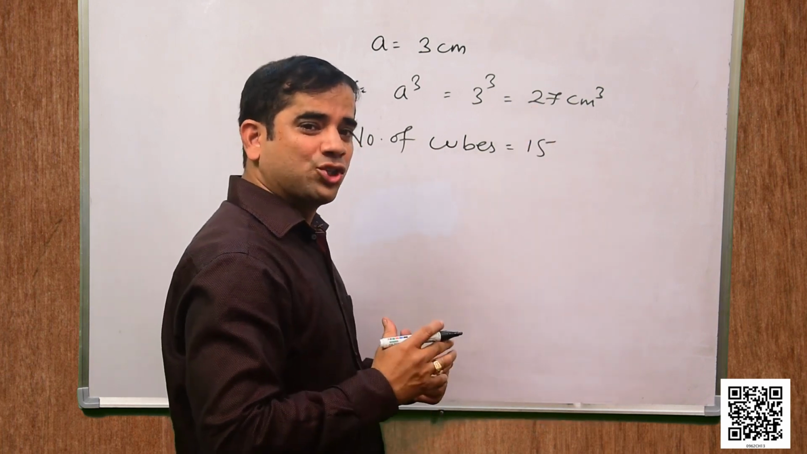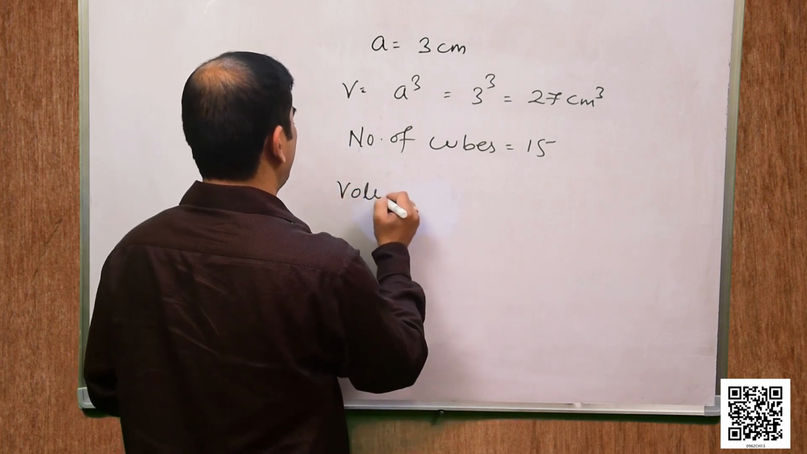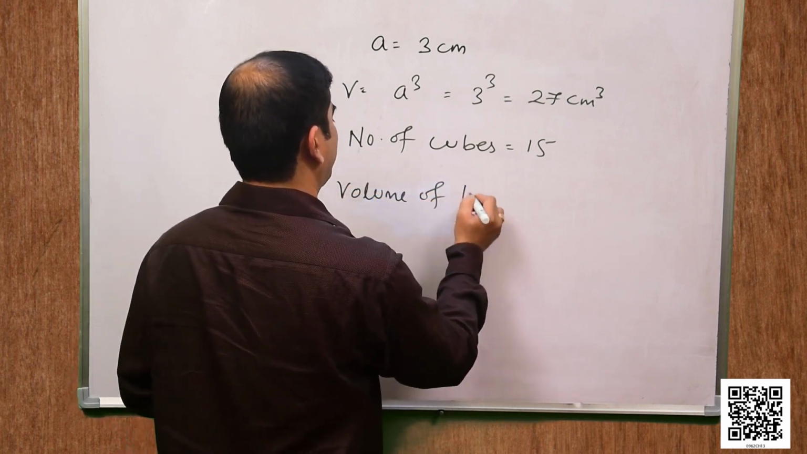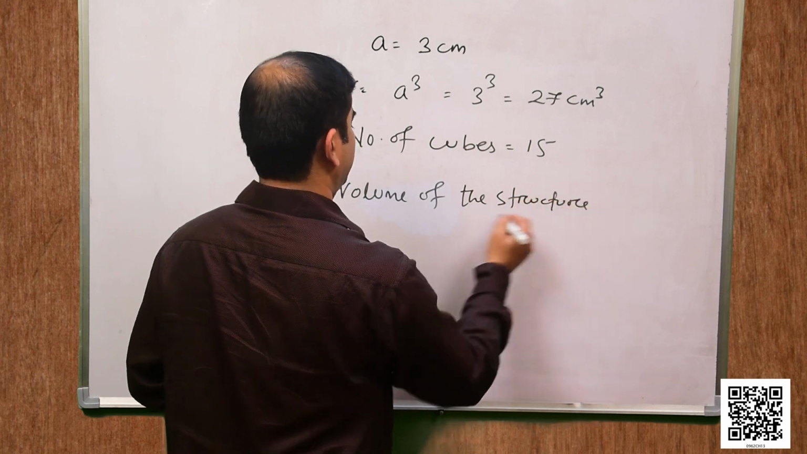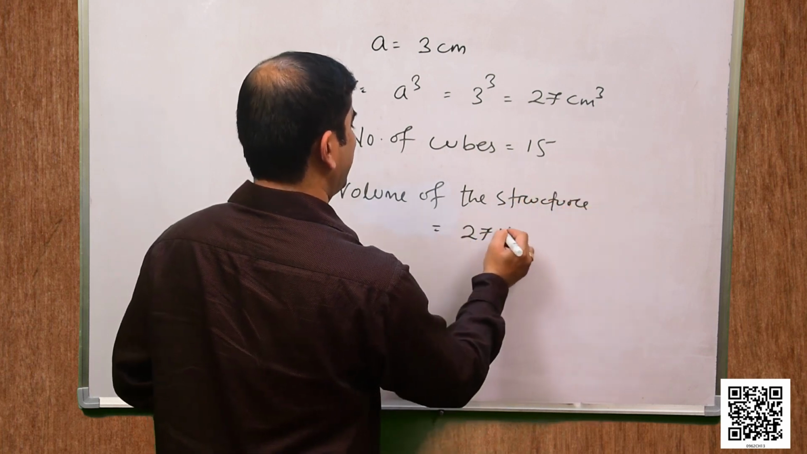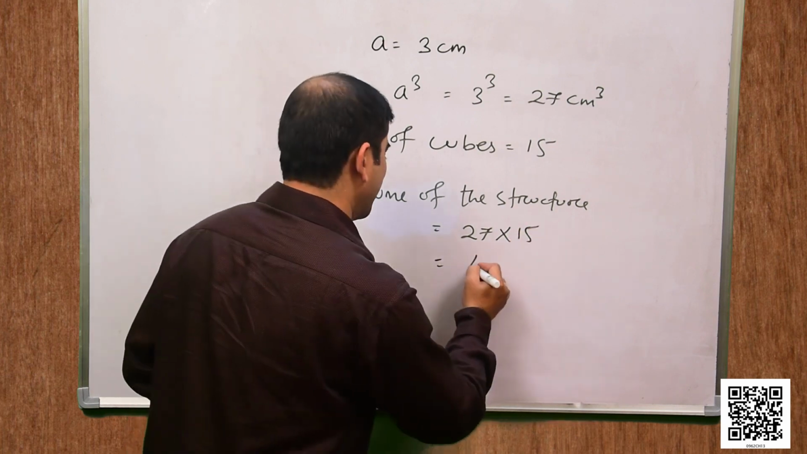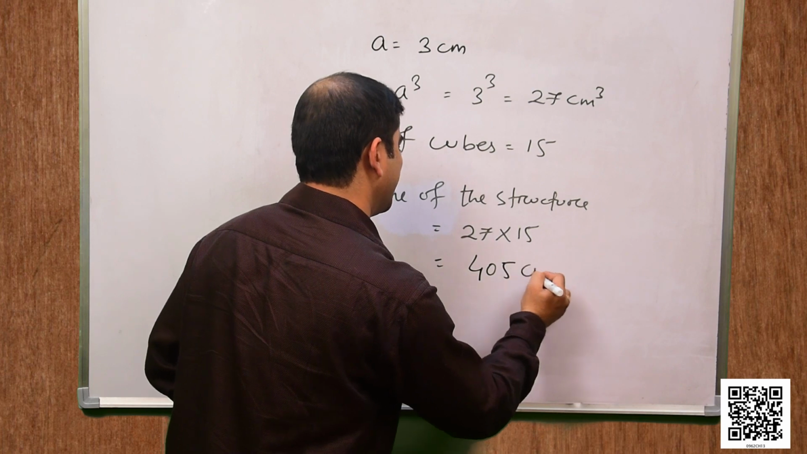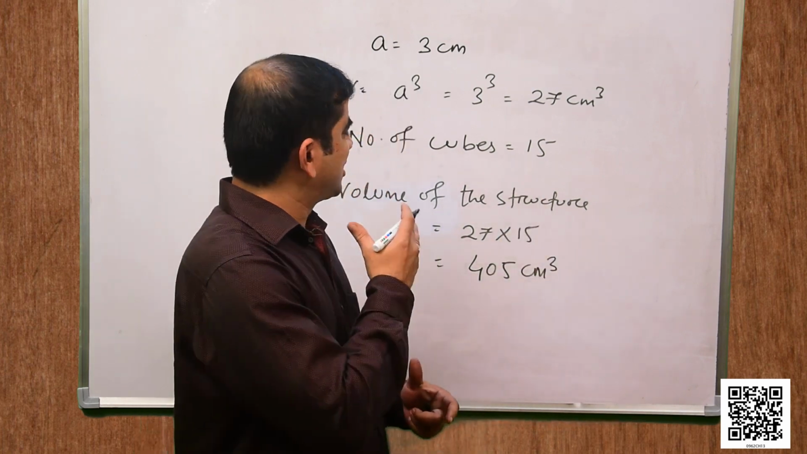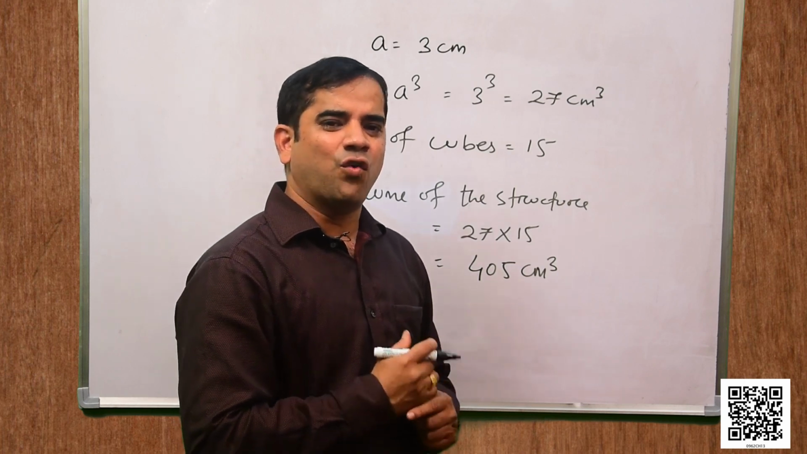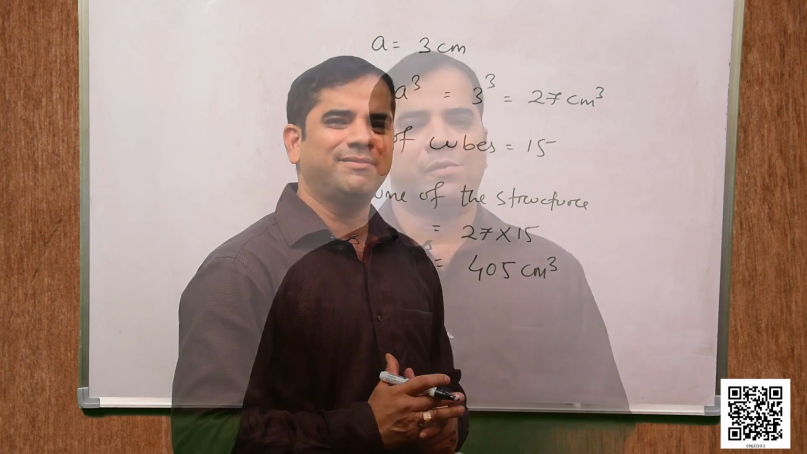So, what should be the volume of the structure? Volume of the structure is equal to 27 into 15, that is 405 centimeter cube. So, the structure has a volume of 405 centimeter cube. Hope you understand the example.